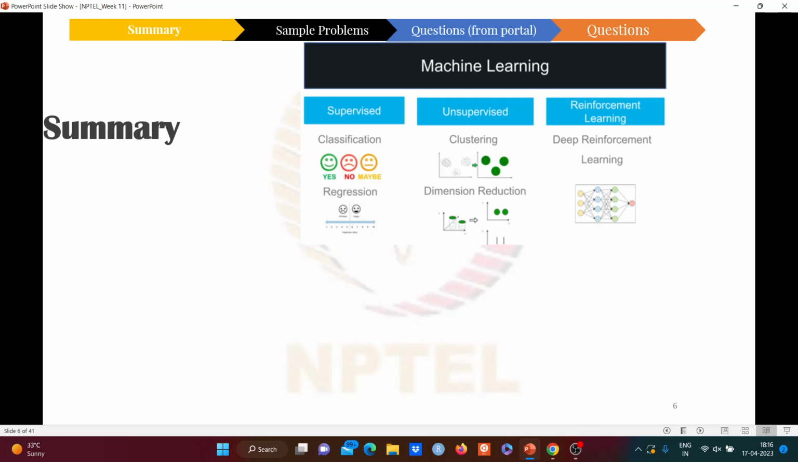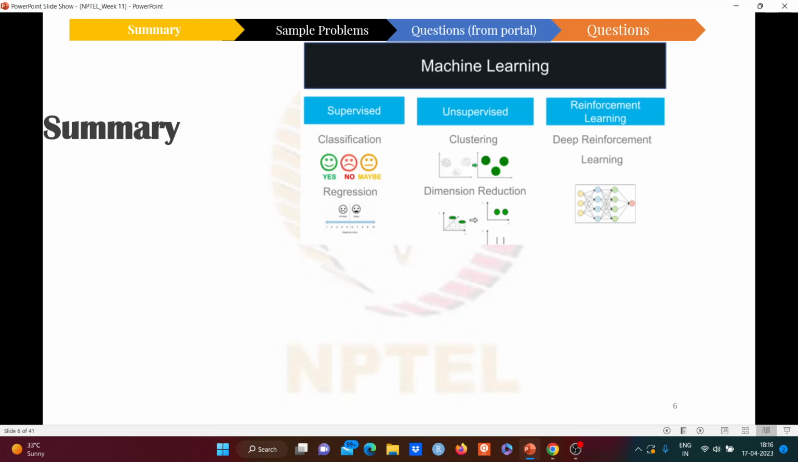Next is reinforcement learning. Reinforcement learning is a type of machine learning where the algorithm learns from interactions with an environment to maximize a reward signal. So examples of reinforcement learning applications include game playing, robotics, and autonomous driving.